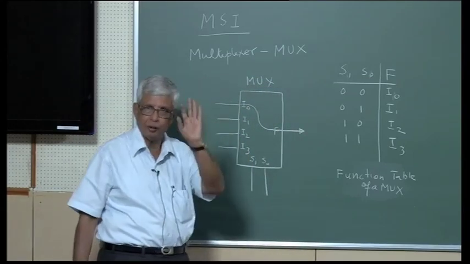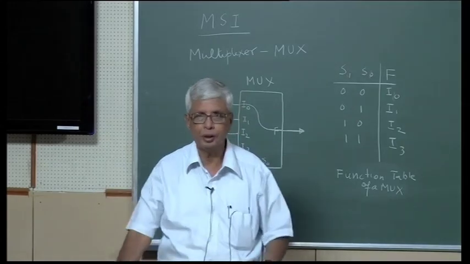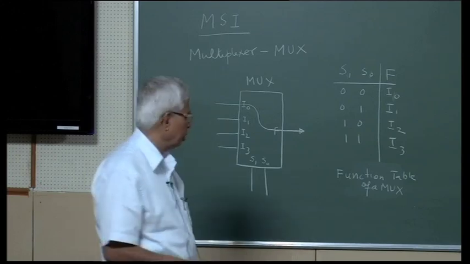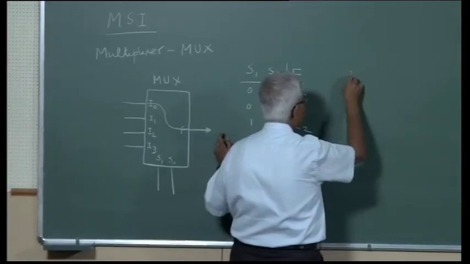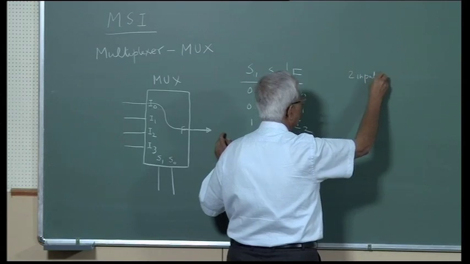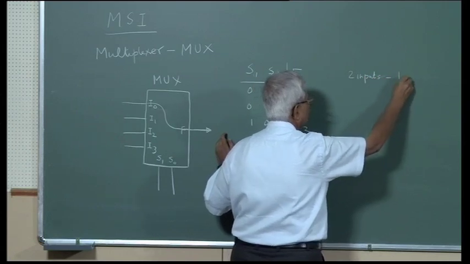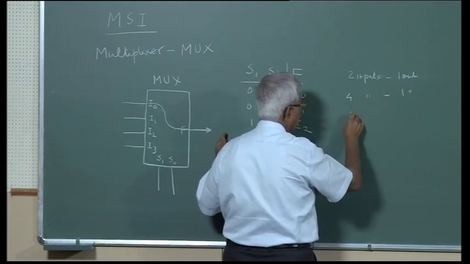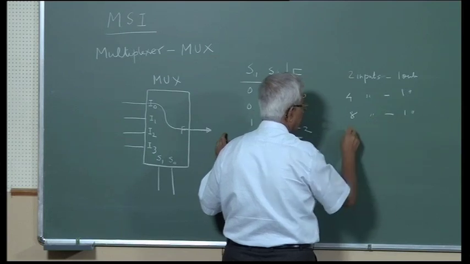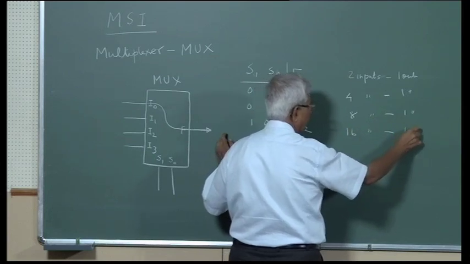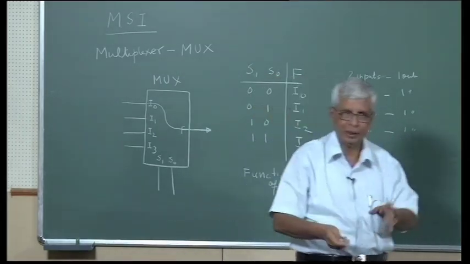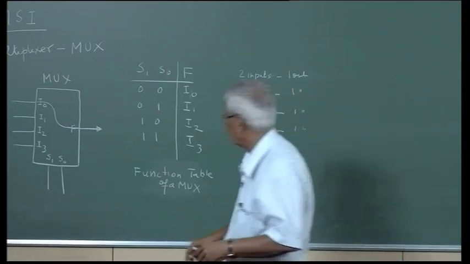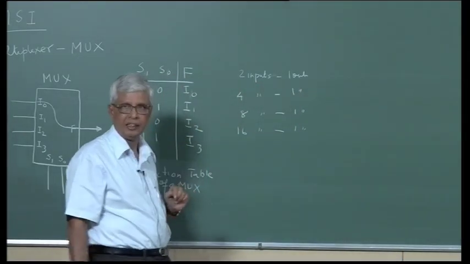It is not necessary that there are only 4 inputs and 1 output. I can have 8 inputs, it should be a power of 2. I can have 2 inputs, 1 output, 4 inputs, 1 output, 8 inputs, 1 output, 16 inputs. I can also have 32, 64, but after that the size becomes limited. I can build a 32 to 1 multiplexer using smaller multiplexers. We will see that later.